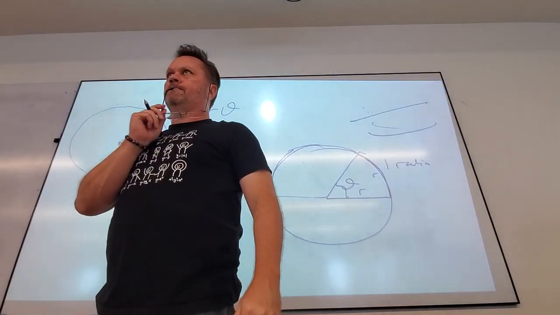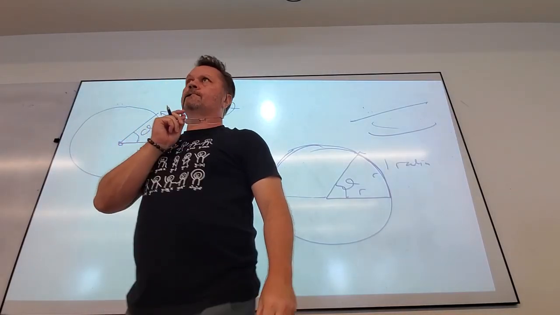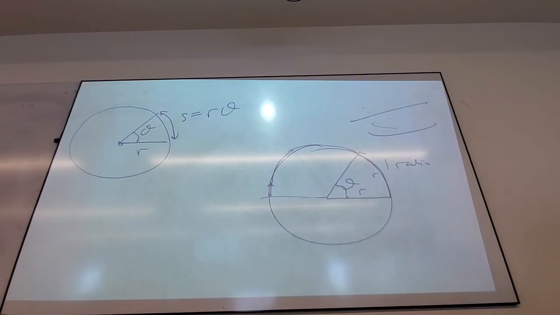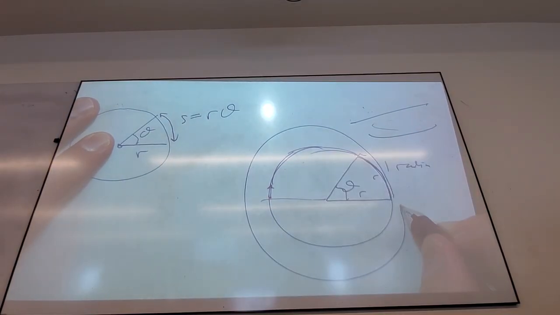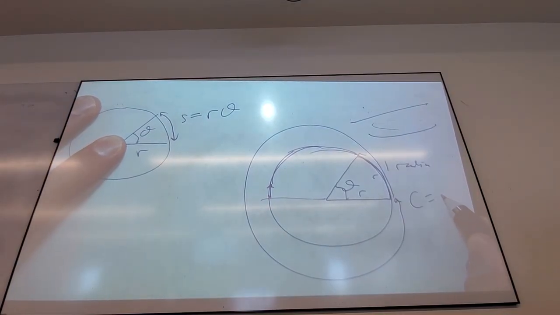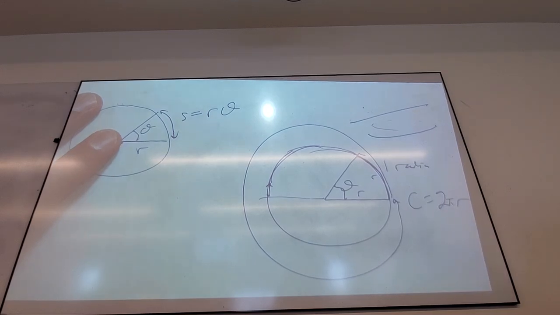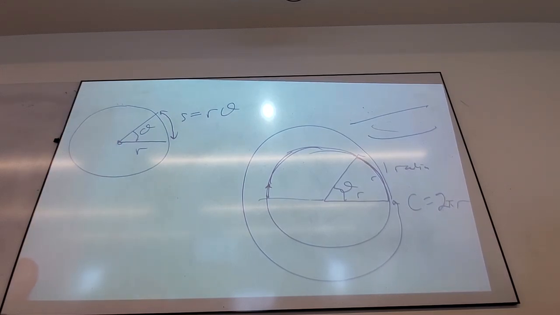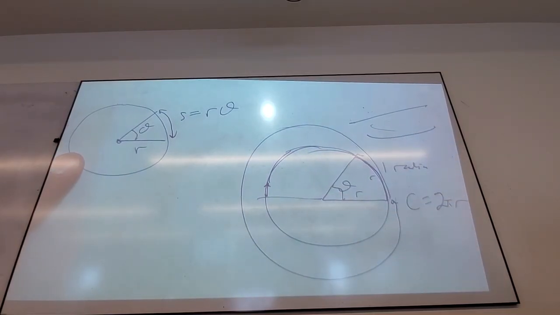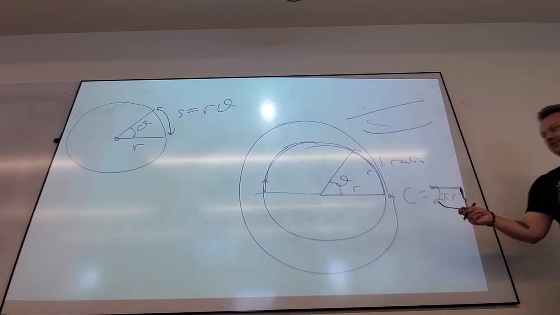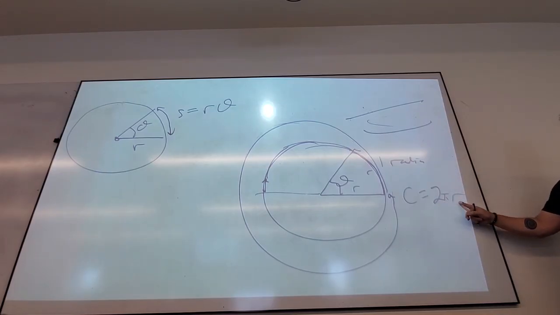Let me stop for a minute. What's the formula for the circumference of a circle? Pi r squared is the area. 2 pi r, no square. So how many radii are around this whole thing? It tells you right here: 2 pi radii. I need you to get this.